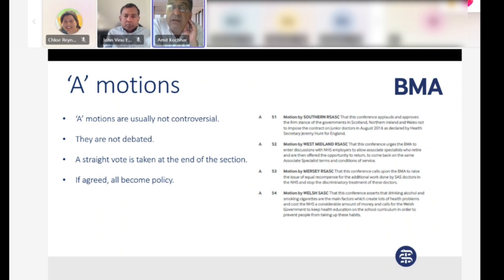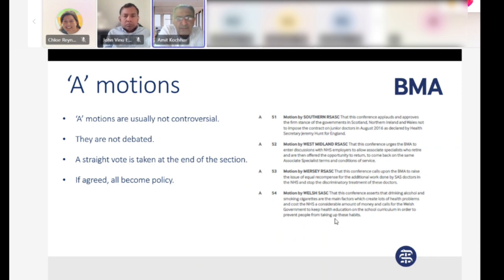Another thing A motions are is motions which are acceptable motions, which means that nobody will speak against them. So, for example, the first one in the example is Southern SASC. Conference applauds and approves the firm stance of governments in Scotland, Northern Ireland, Wales not to impose the contract on junior doctors in August 2016, as declared by Health Secretary Jeremy Hunt for England. Nobody wants to speak against that. We do applaud the government. So it's an acceptable motion.